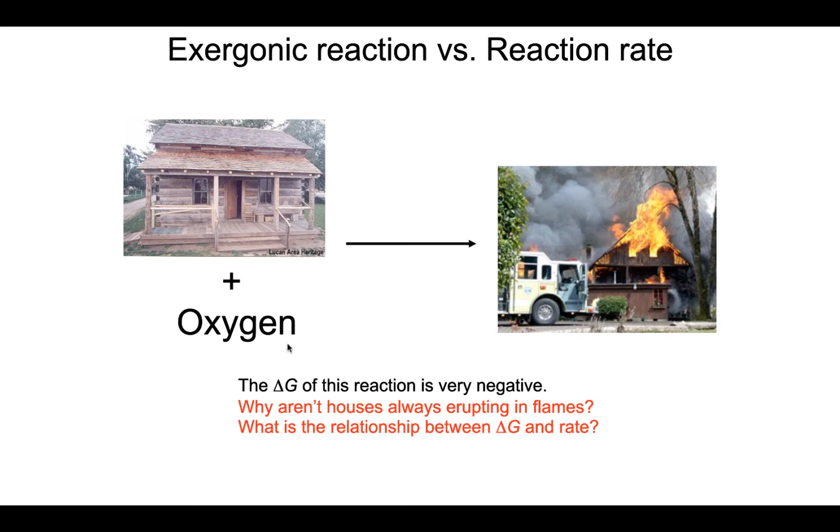Now, we have a reaction. Take wood, take oxygen, you combust that wood with the oxygen, and it's now on fire. This reaction has an extremely negative delta G. But the questions then are, well, why aren't houses always erupting in flame? Why isn't your paper sitting on your desk always erupting in flame?